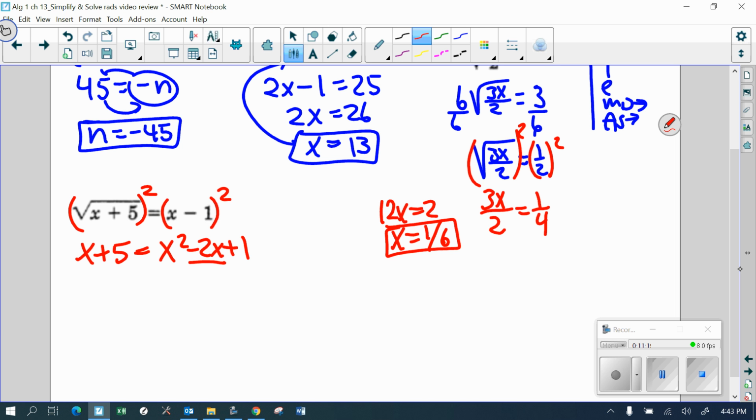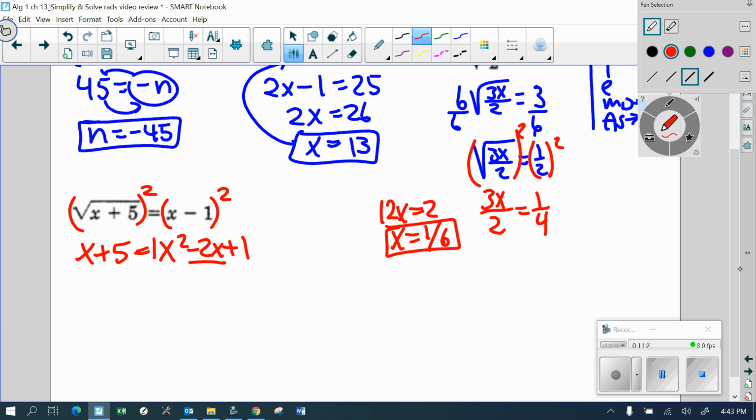What's the first step of solving all quadratics? Set equal to 0. Since this coefficient is positive here, I'm moving everything to the right side. If it was negative, I'd move everything to the left side, but it's positive. I subtract the x across, that gives me minus 3x. And subtract the 5 across, 1 minus 5 is minus 4. Set it equal to 0.